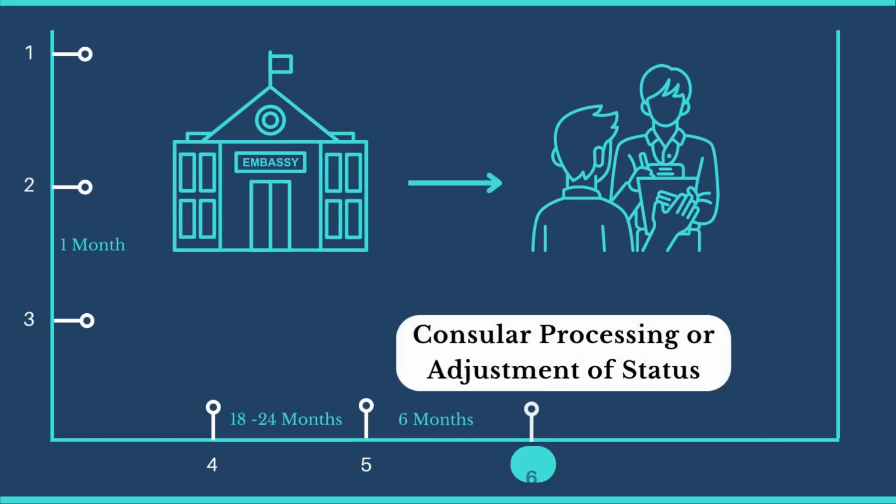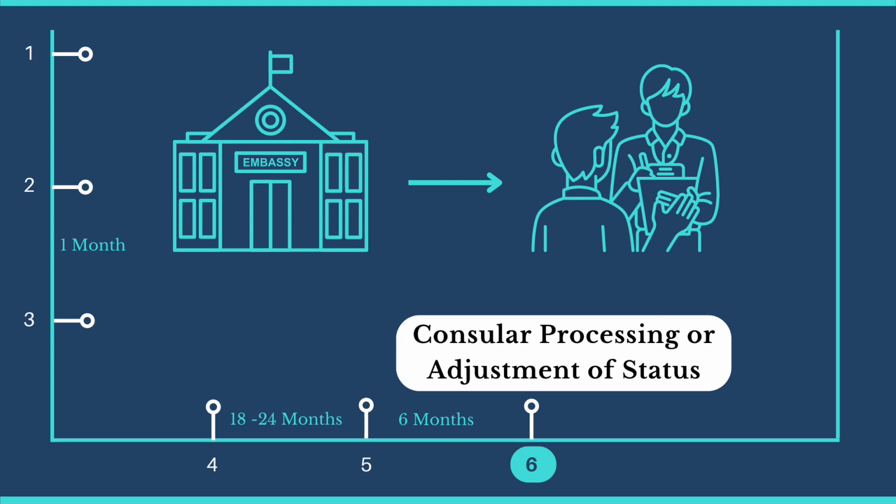Step 6. Consular processing or adjustment of status. Once your I-526 petition is approved by the USCIS, the next step is to apply for conditional permanent residency, also known as CPR. You can apply by consular processing or adjustment of status by filing form DS-260 or form I-485.